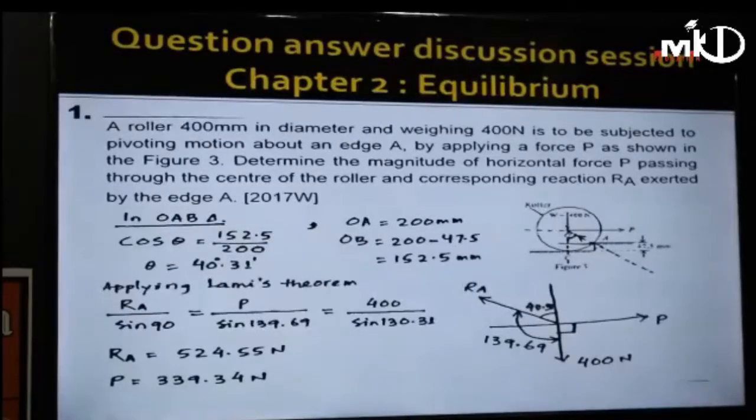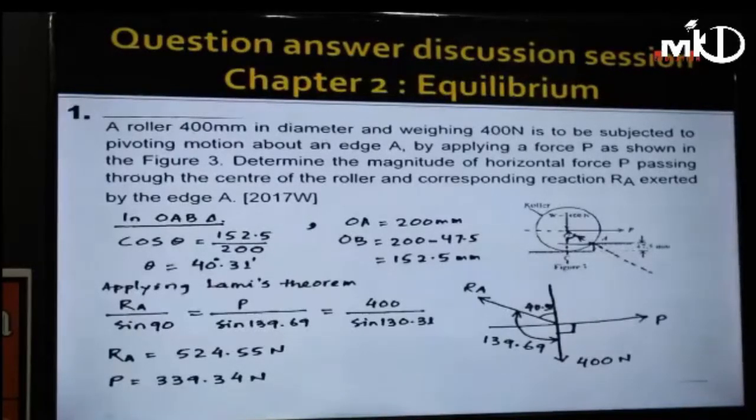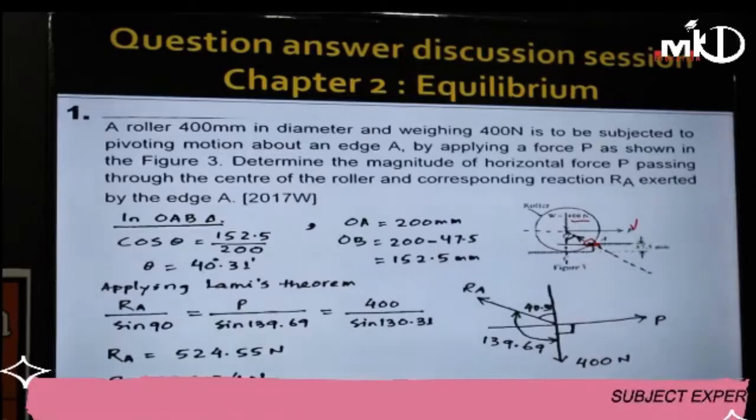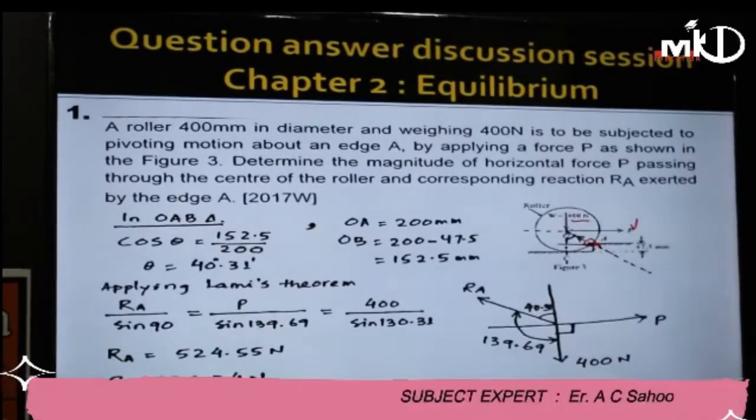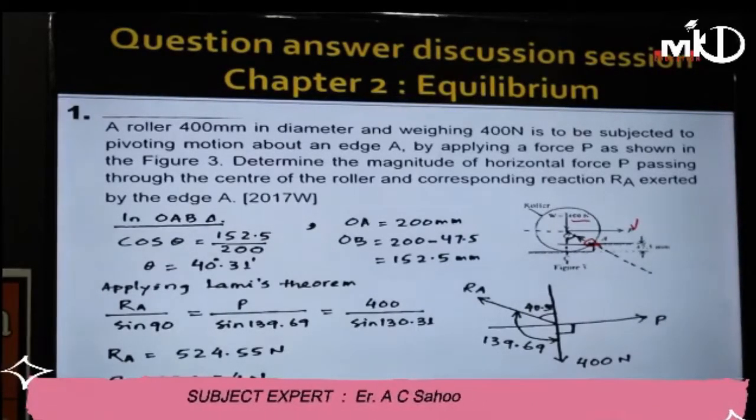So friends, this is question number 1. Here a roller, 400 mm diameter, weighing 400 Newton. So this is the roller and the weight is 400 Newton. The diameter of the roller is 400 mm, meaning radius 200 mm, and it is to be subjected to pivoting motion about an edge A. This is the edge A. So about this edge, the roller tends to turn by application of horizontal force P. This is the force P. Determine the magnitude of horizontal force P passing through the center of the roller and the corresponding reaction at point A.